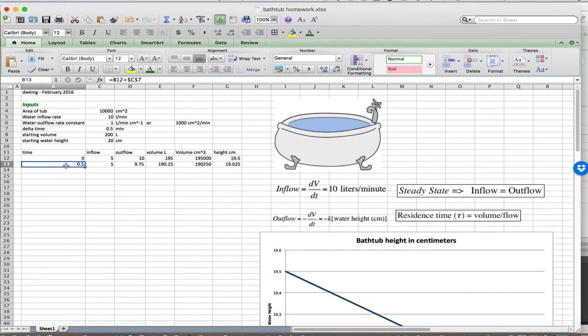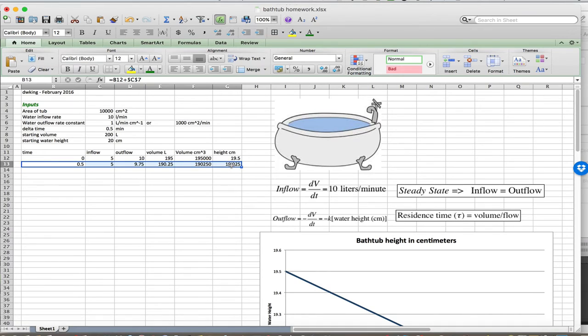Okay, now that I've created the second row, I want to fill down. Something I want to show you is that the time in the second row is simply the time in the first row plus the time step. So time will increment up as we move down. Notice again the use of relative addressing. B12 is the time in the previous step, and that's going to increase as we fill down. And C7 is the time step, and we want that to be constant. So it's $C$7.